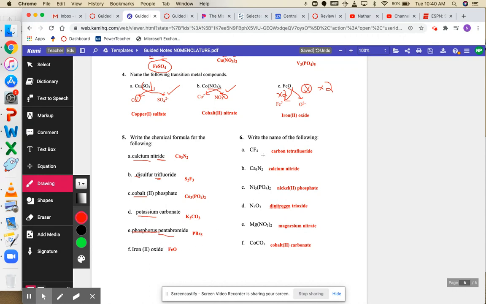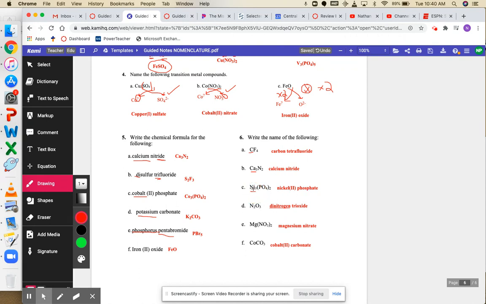And then this is our FeO that we did up here, where you switch the 2's and then they cancel out to FeO. Up here, non-metal is the first one, so I have to do di and tri and bis. Carbon tetra for the 4. Fluoride, notice I dropped the first mono. This is a metal, so I just name it. Calcium nitride. This is a metal, so I name it nickel phosphate.